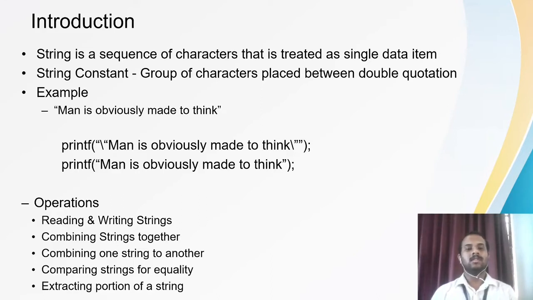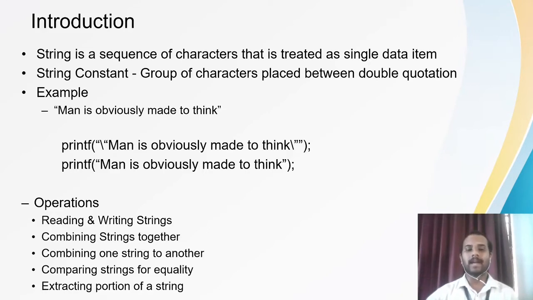So what you are going to do here is try to store the string or the character in the array. So let us first see what a string or a string constant is. A string is a sequence of characters that is treated as a single data item. For example, "man is obviously made to think". That is a string. What about a string constant?